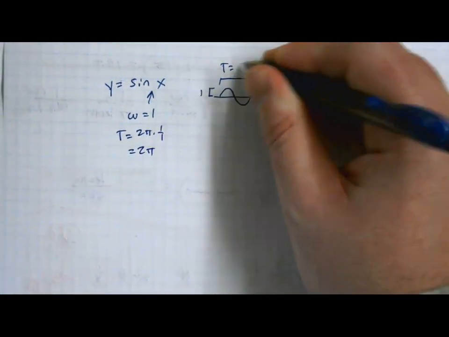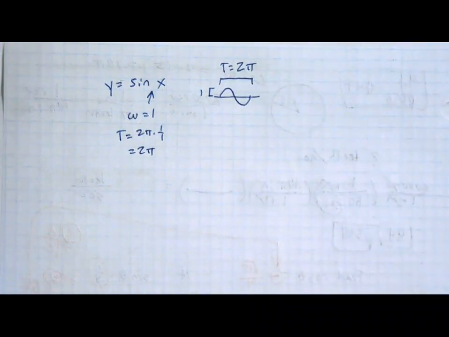Okay? So, is this shocking to you that our regular parent function has a period of 2 pi? 2 pi is once all the way around the circle. This is related to that, right? So that's how wide one period of a sine function is, if we're talking just plain old sine x, okay?